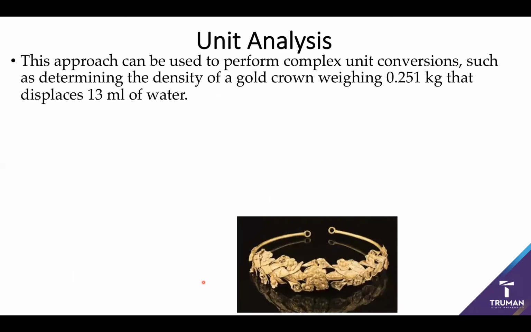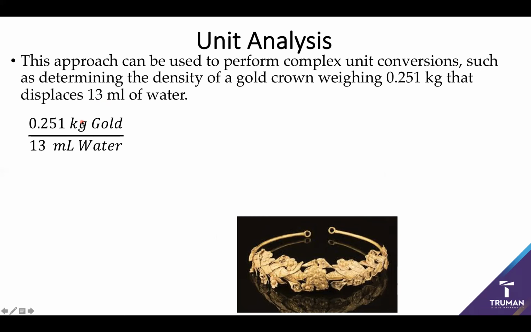So this was the idea that you can use unit analysis to find things like the density of a gold crown. What you can do is figure out the density of this gold crown by knowing the weight of the crown. So let's take an example, a gold leaf Greek crown, because this is what Archimedes worked on. And he said that you should be able to figure out the density by figuring out how much water it displaces. So let's say this crown displaces 13 milliliters of water. We want to use this to figure out the density.